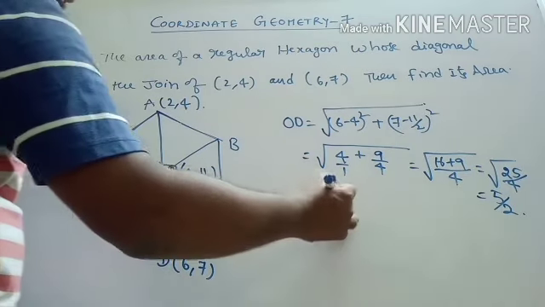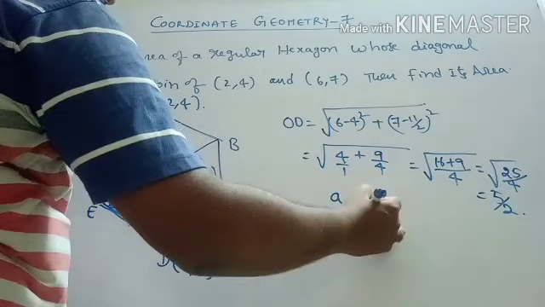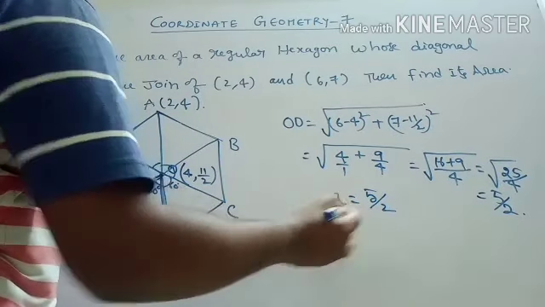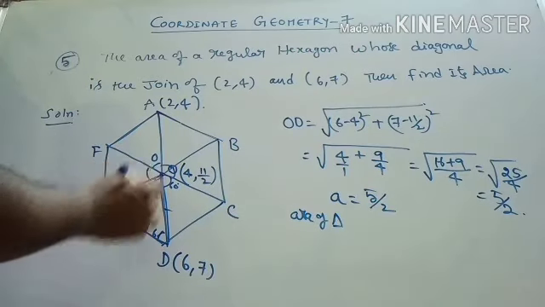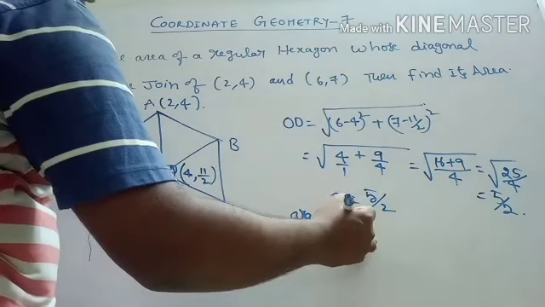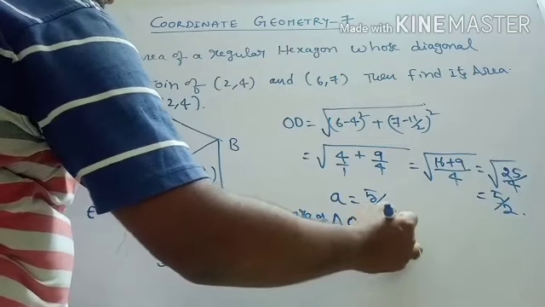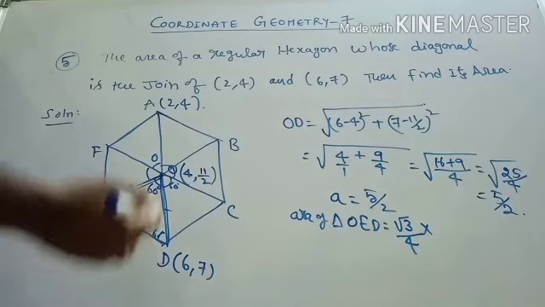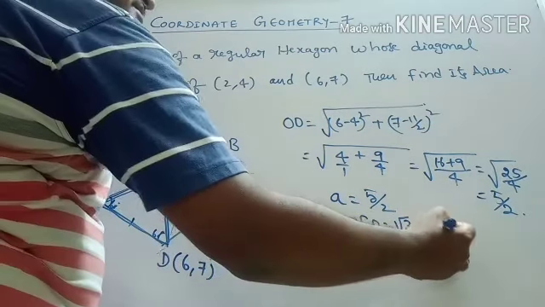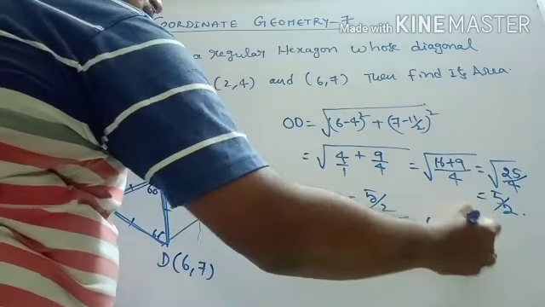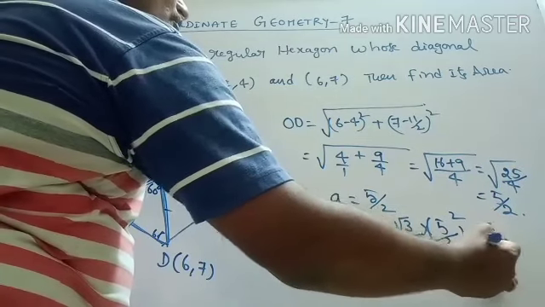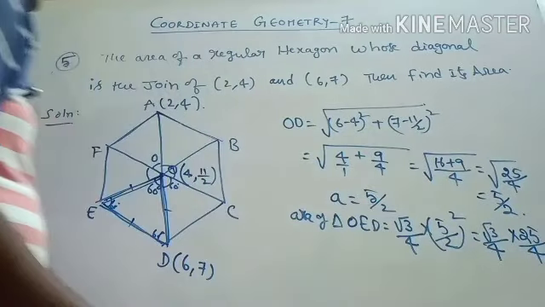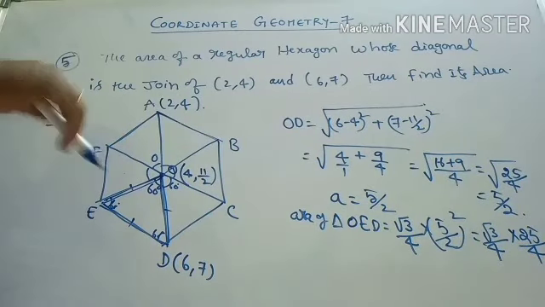That means A is equal to 5 by 2. Let us take this triangle as OED, the area of equilateral triangle OED. You know that this equals root 3 by 4 A square. A square is nothing but 5 by 2 whole square. This is now root 3 by 4 into 25 by 4. We have got it like this. This is the area of one equilateral triangle.